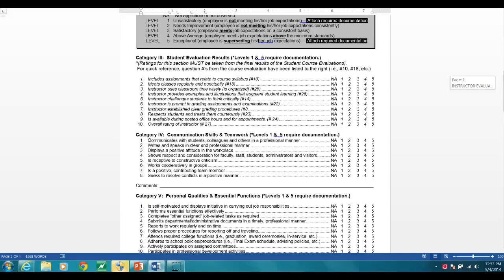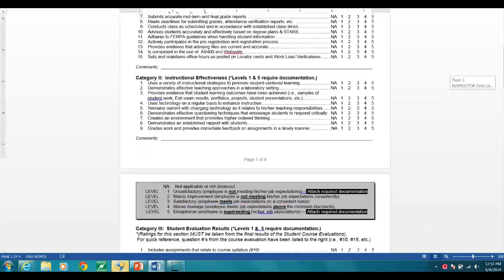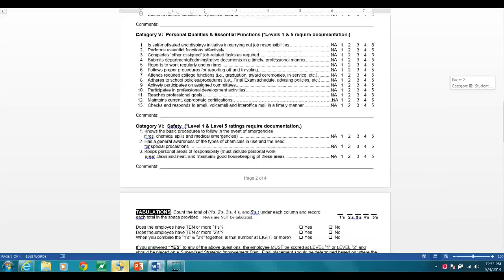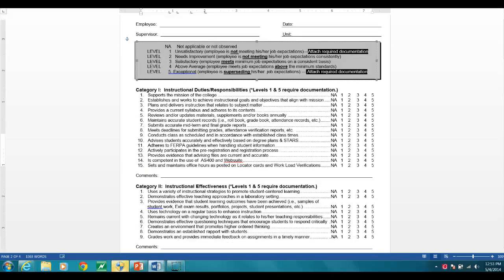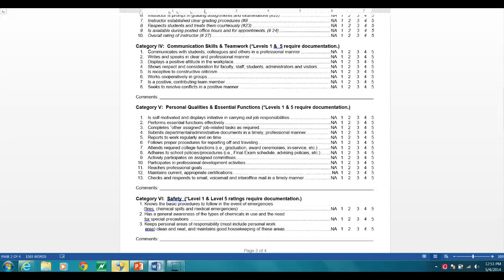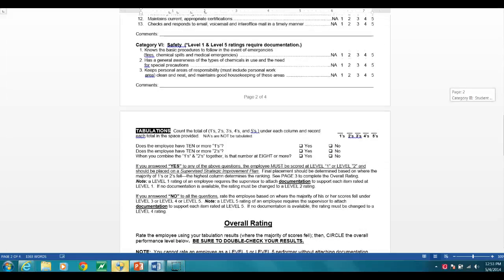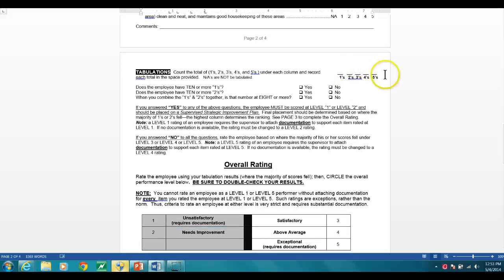After your supervisor finishes ranking you on each item, what they're going to do is tabulate. And again, every document is set up the same way. They're going to count all your ones, all your twos, hopefully you don't have many of those, all your threes and your fours, and maybe the occasional five. And they're going to add up all of these from the remaining pages, and they'll come here and give you your tallies, which are right here.